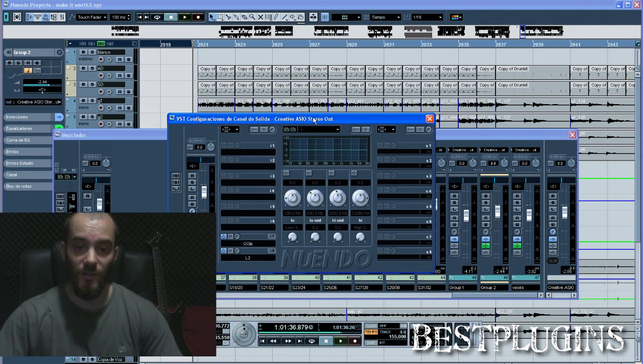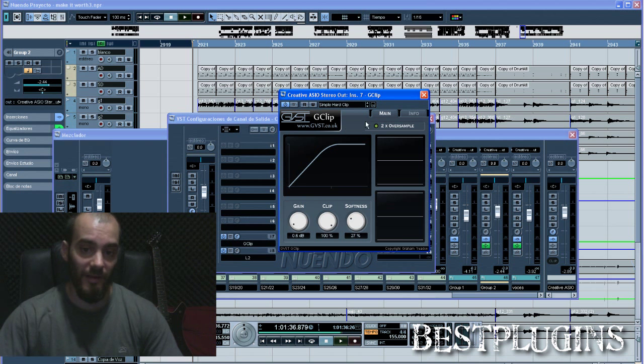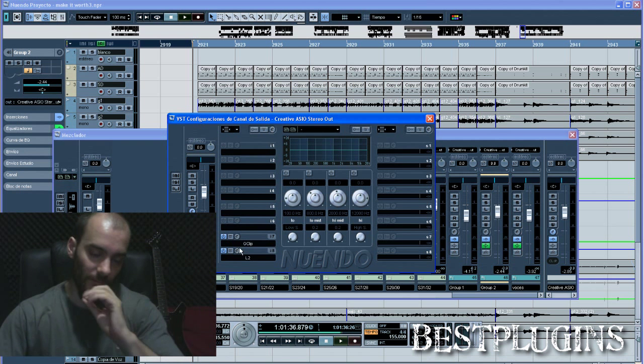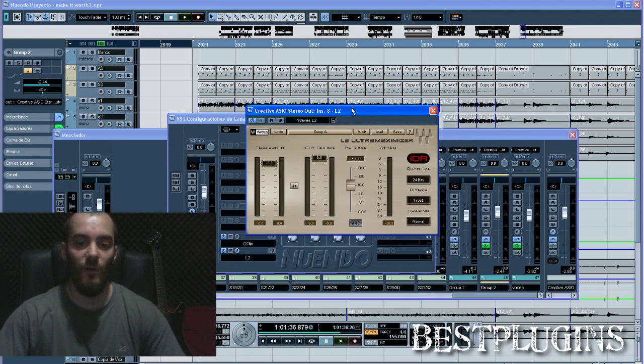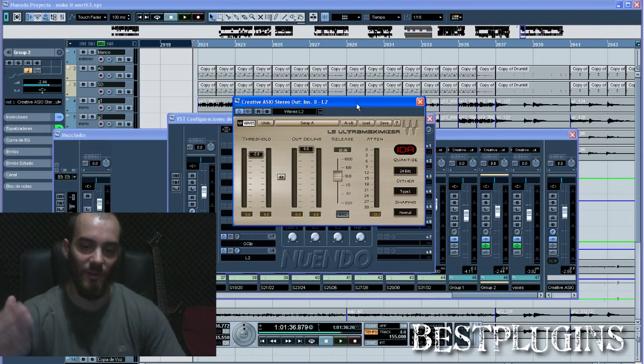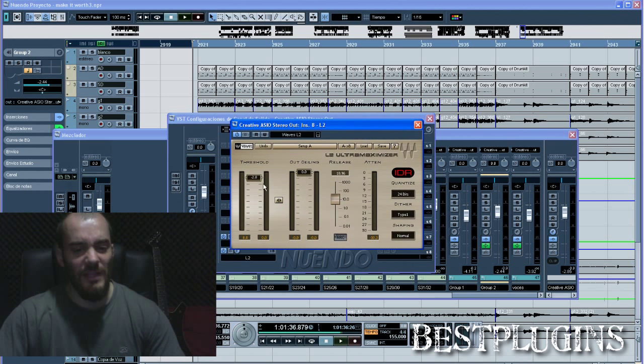I'm going to show you what I have in the master track. And as you see, I only use these two plugins, G-Clip and the limiter L2 by Waves. G-Clip is freeware, you have it in the description, but the Waves plugin is not free.